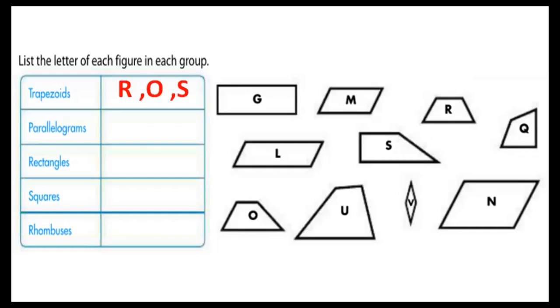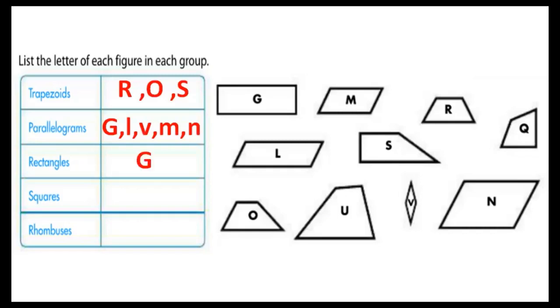Parallelograms. Where are the parallelograms? Yes, G. It's a rectangle, Mr. Walid. We said that we can consider a rectangle as a parallelogram. L, sure, parallelogram. V, it's a rhombus. And also from the family tree figure we mentioned before, we can consider rhombuses as parallelograms. M, where is M? M, sure, parallelogram. N is also the shape of a parallelogram. Each two opposite sides are parallel, each two opposite sides are equal in length.